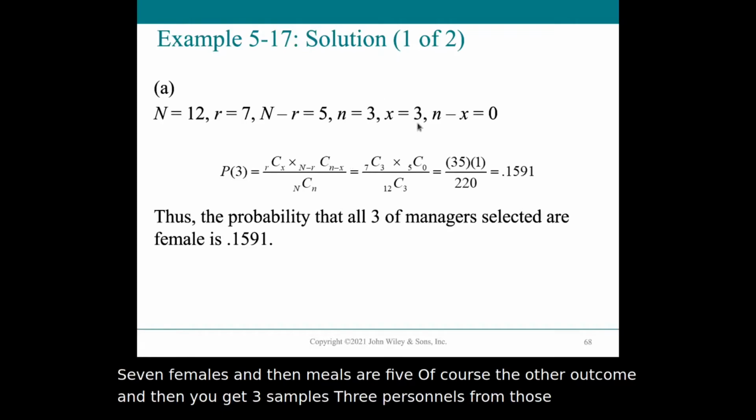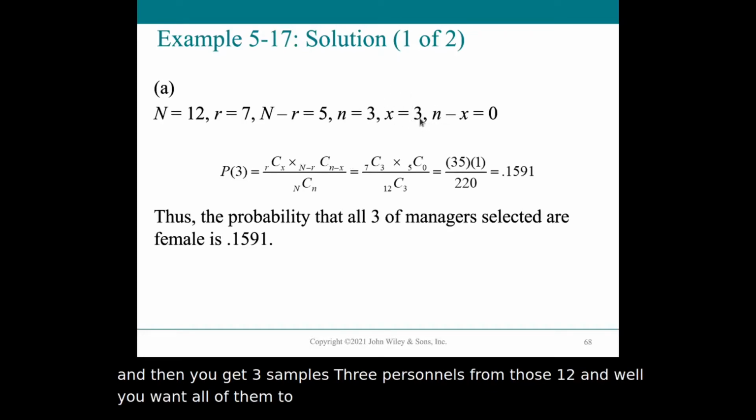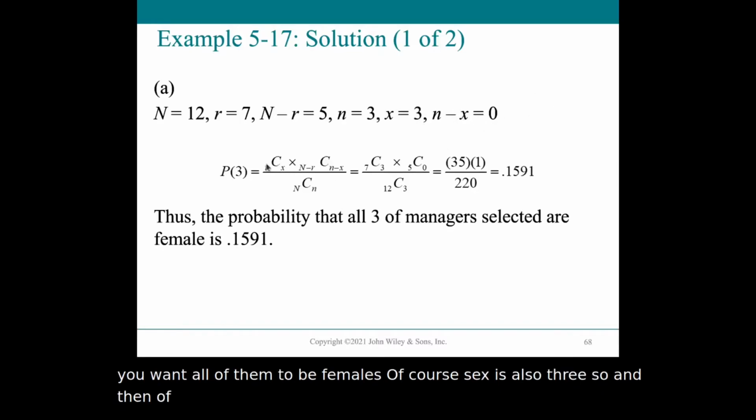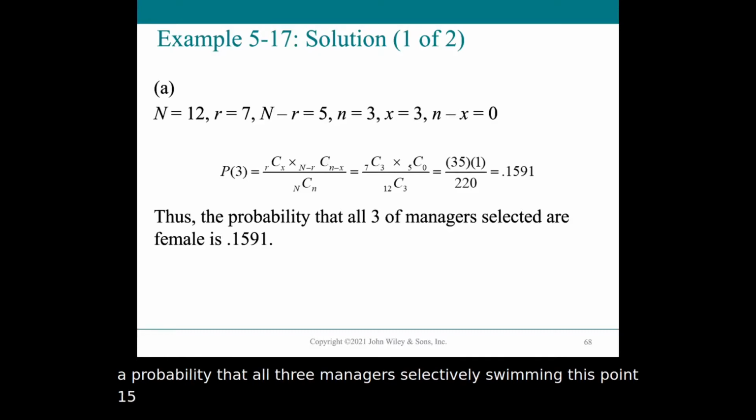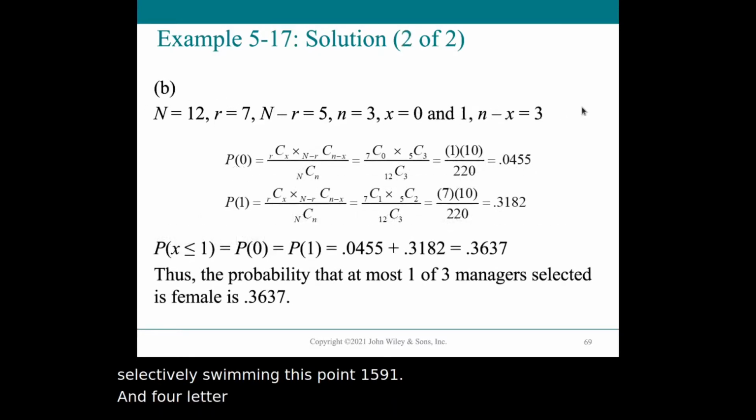And well, you want all of them to be females, so of course x is also 3. And then of course n of x equal to 0. So plug it in the equation, you get a probability that all 3 managers selected is female is 0.1591.